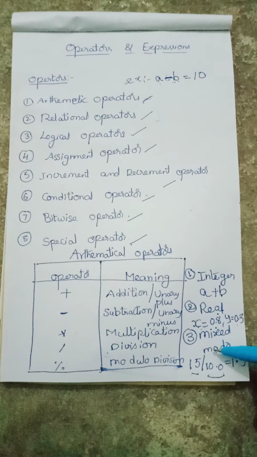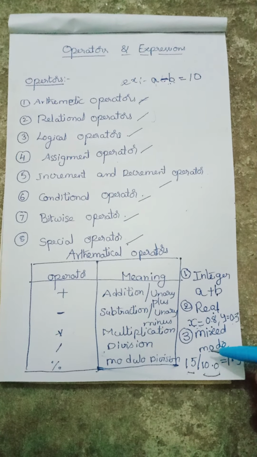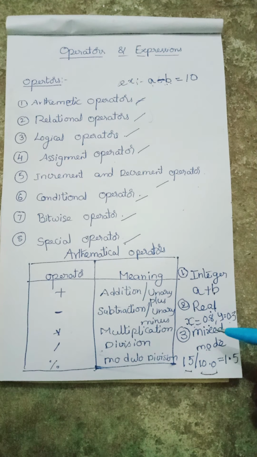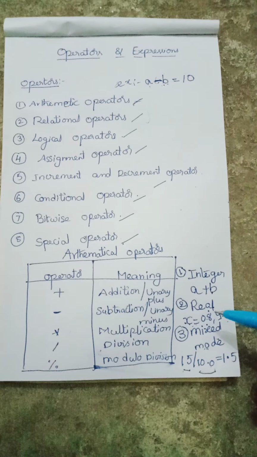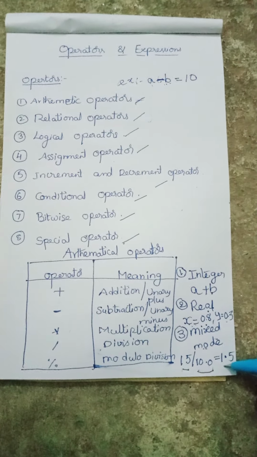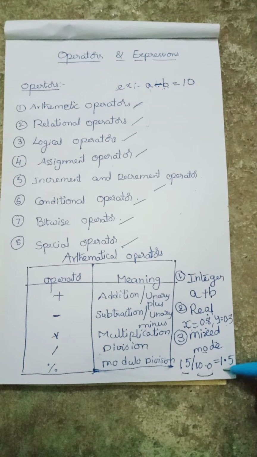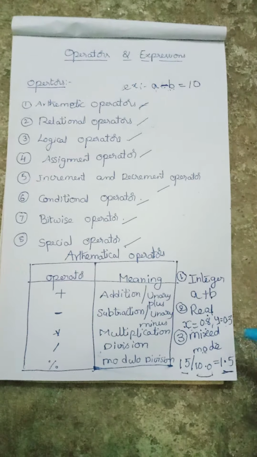Here if either operand is of the real type, then only the real operation is performed and the result is always a real number. See here, the result is always a real number.